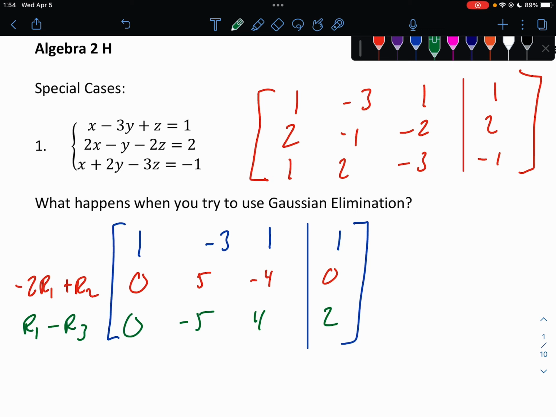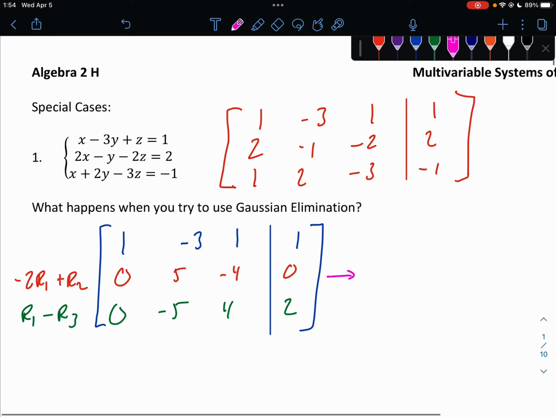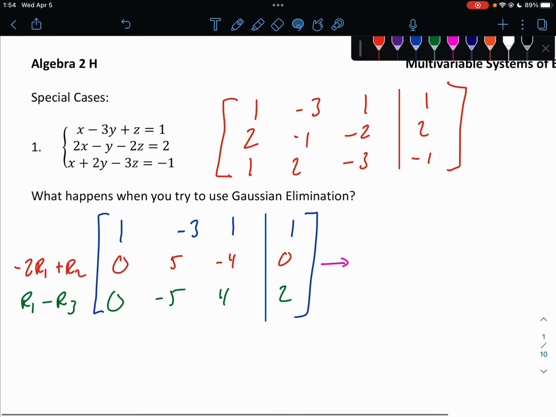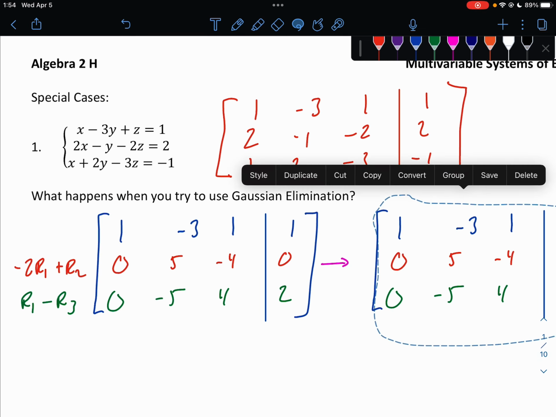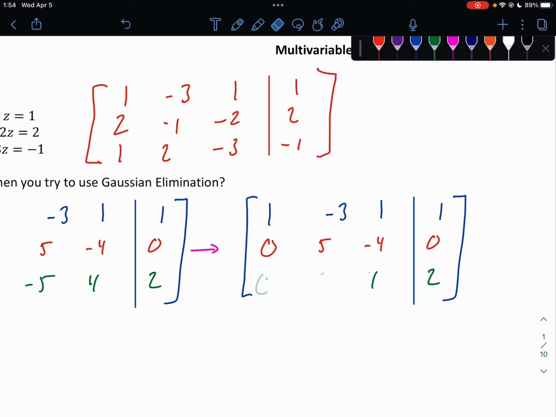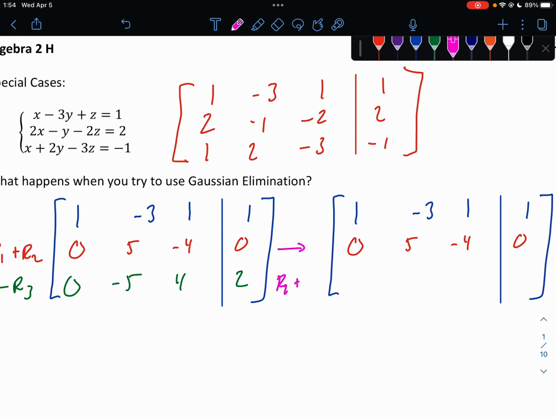All right, now let's eliminate the y's for the third row. To eliminate the y's for the third row here, we're going to do row 2 plus row 3, and I get 0. 5 minus 5 is 0. -4 plus 4 is 0, and 0 plus 2 is 2. So we got 0x plus 0y plus 0z equals 2.